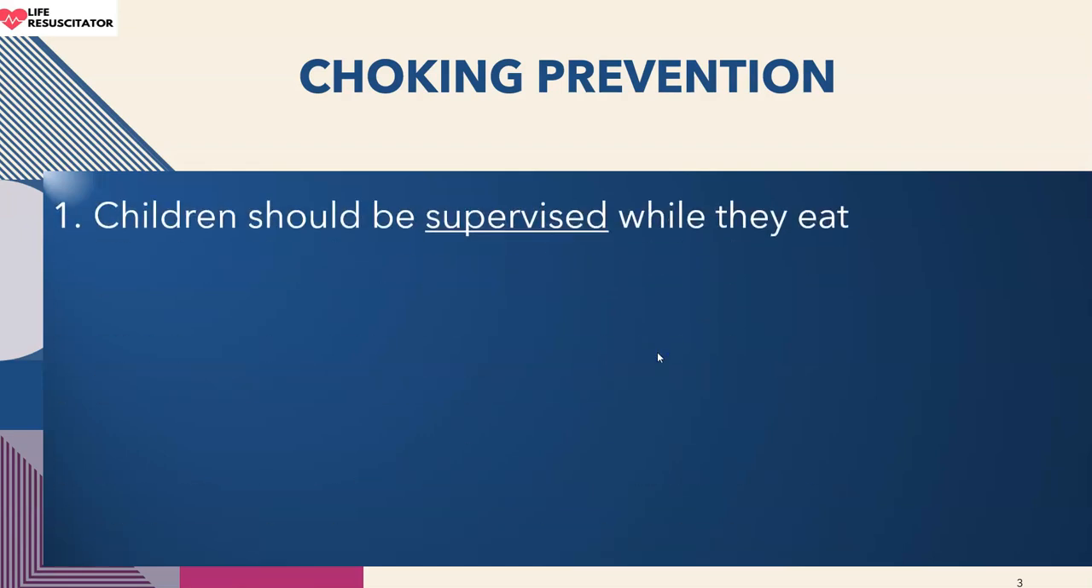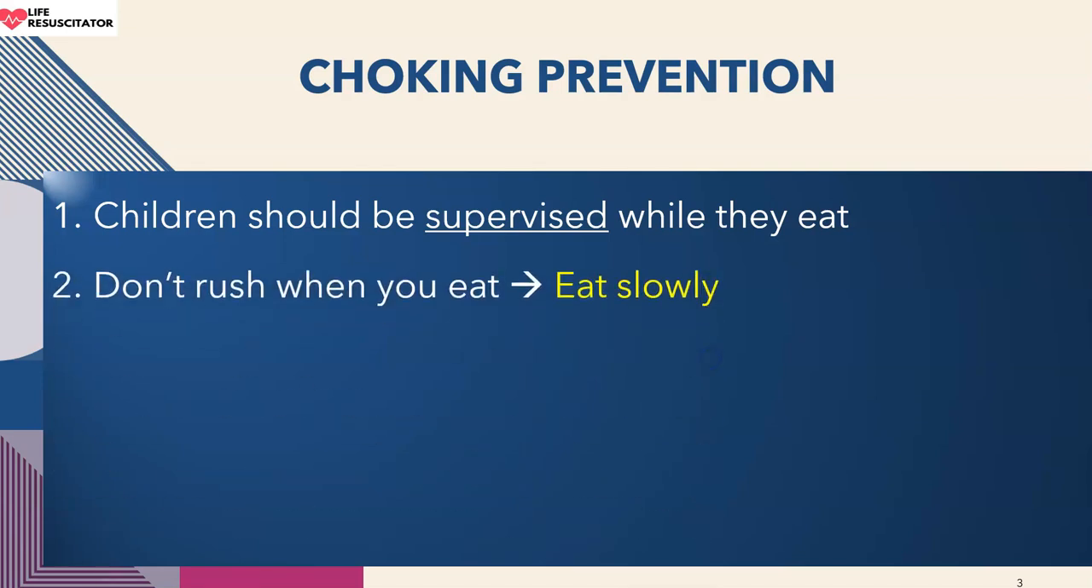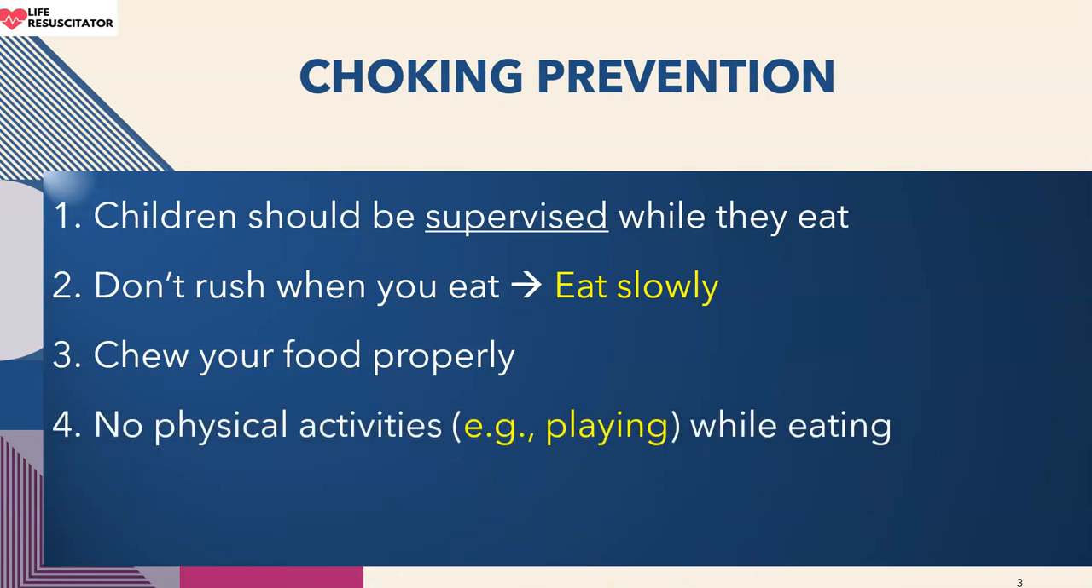Choking prevention. Number 1, children should be supervised while they eat. Very important. Number 2, don't rush when you eat. Please eat slowly to prevent choking. Number 3, chew your food properly. Number 4, no physical activities, for example, playing while eating. This is very important.